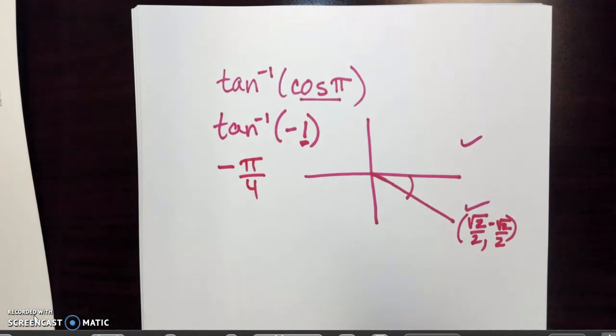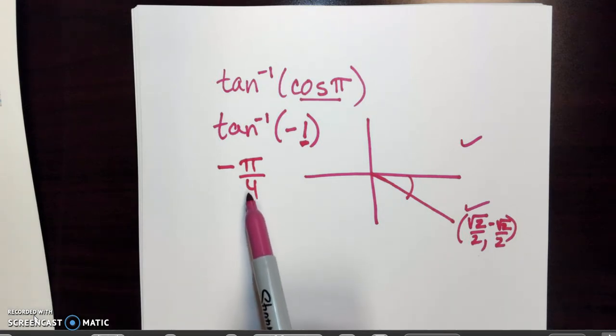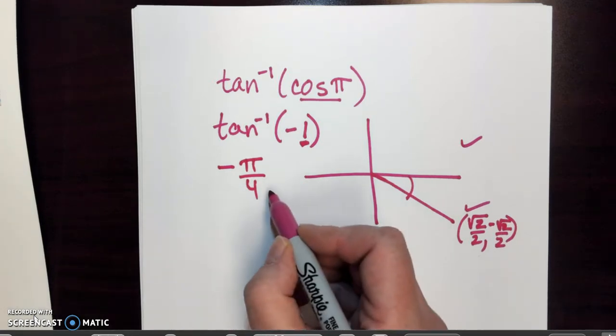And remember that inverse tangent has to be between -pi/2 and pi/2. -pi/4 is between those 2 values, so we're good.